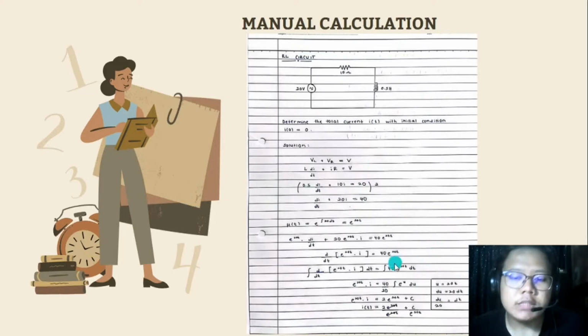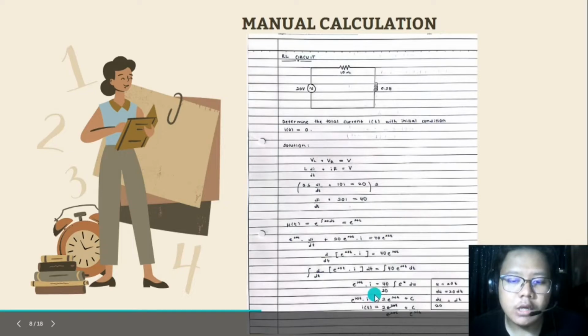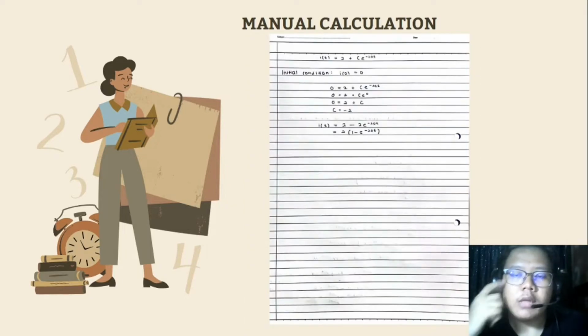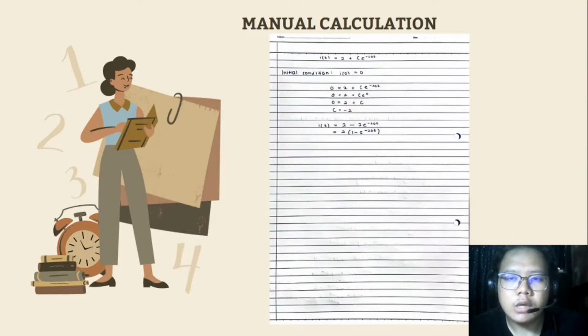After that, we must search for the I. So I divide everything by e to the 20t, and we get 2 exponential 20t divided by exponential 20t plus c divided by e to the 20t, and we get IT equal to 2 plus c e to the negative 20t. I moved e to the 20t to the upper side, and we get the negative 20t.